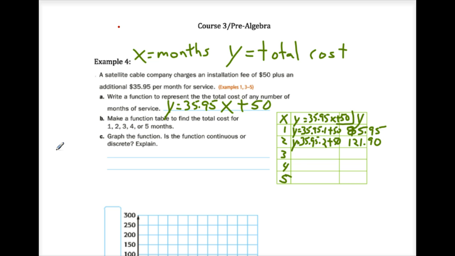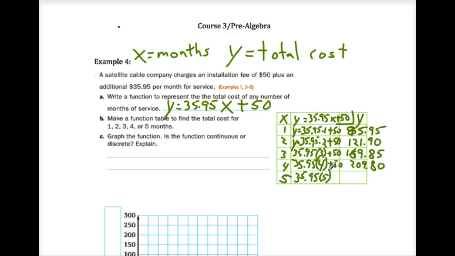Do it for 3. 35.95 times 3 plus 50. That would be $159.85. Is it 159 or 169? 169. Somebody verify that. Verified, 169.85. All right, do it for 4 months. 209.80. Okay, 5 months. And again, guys, this is the total cost.